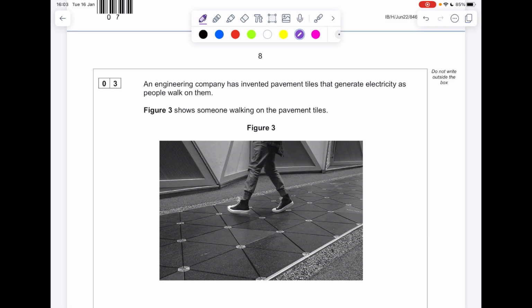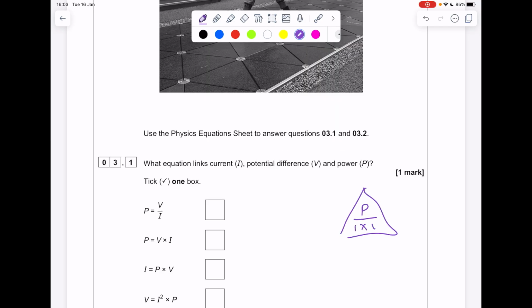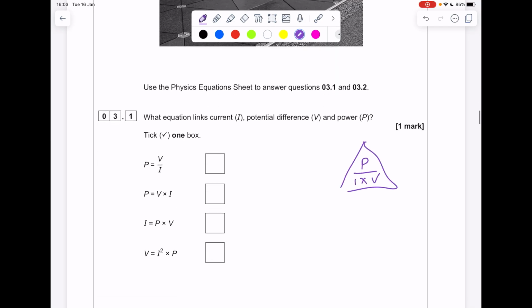An engineering company has invented pavement tiles that generate electricity as people walk on them. Use the physics equation sheets to answer 3.1 and 3.2. What equation links current, potential difference, and power? P = I V. So power is potential difference times current.